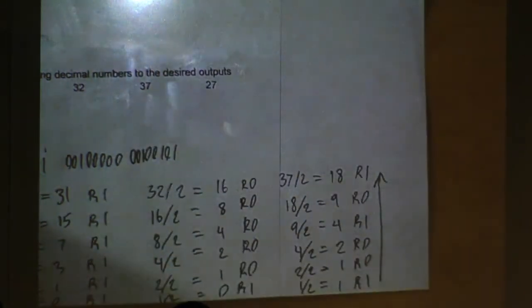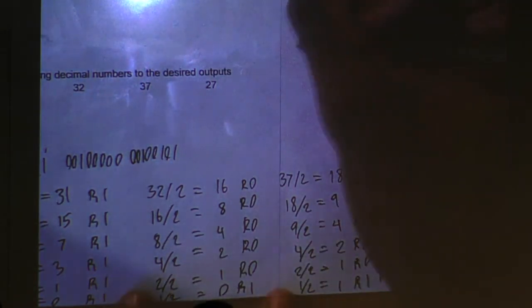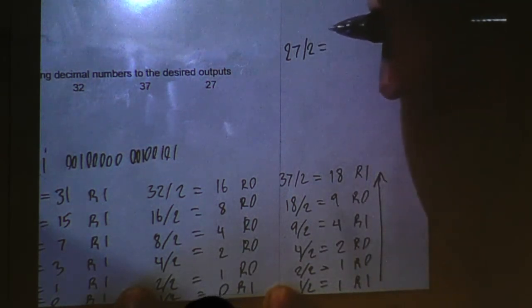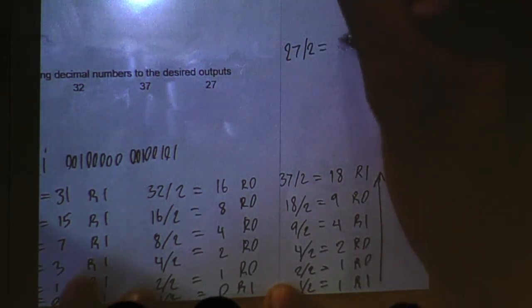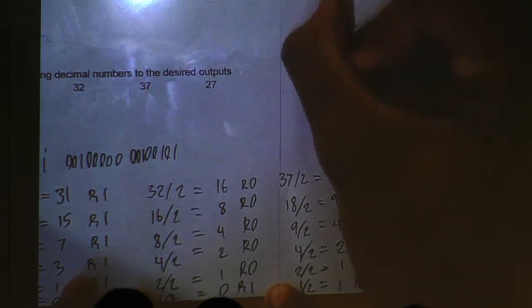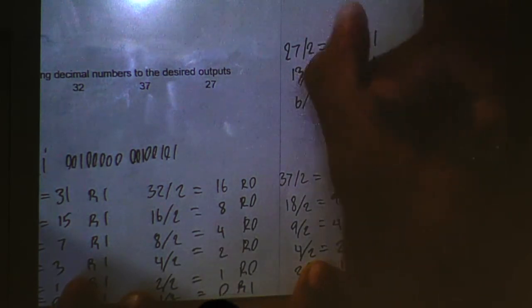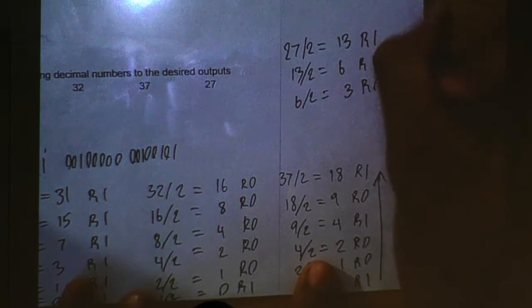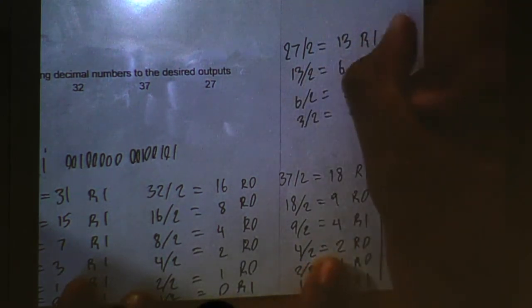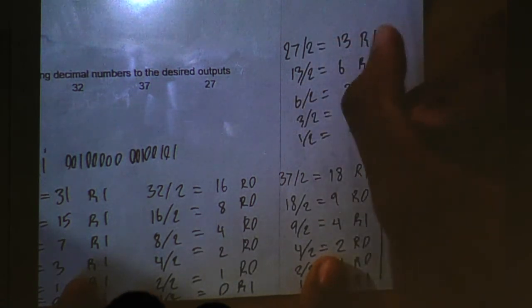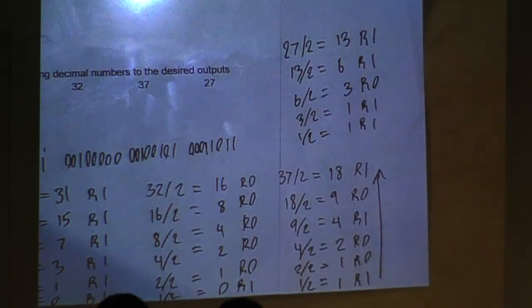I'm going to add these two zeros there. And then I'll do 27 here. 27 divided by 2 is going to give you 13, remainder 1. 13 divided by 2 gives you 6, remainder 1. 6 divided by 2 gives you 3, remainder 0. 3 divided by 2 gives you 1, remainder 1. And 1 divided by 2 gives you 0, remainder 1. So you have 1, 1, 0, 1, 1. And I'll just add the 3 zeros to make it 8 digits.